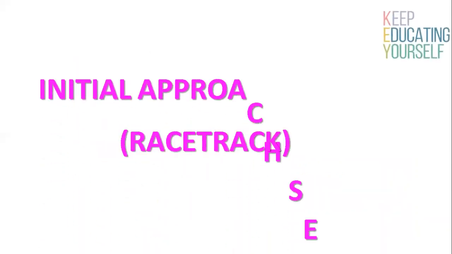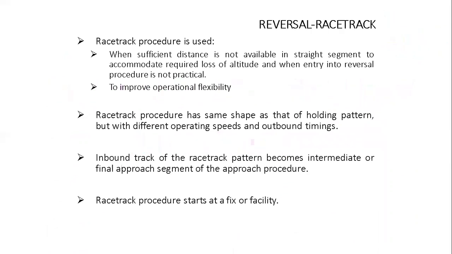Now we will discuss racetrack initial approach segment. Racetrack procedure is used when sufficient distance is not available in straight-in segment to accommodate required loss of altitude, and when entry into reversal procedure is not practicable, also to improve operational flexibility. Racetrack procedure has the same shape as that of a holding pattern, but with different operating speeds and outbound timings. Inbound track of the racetrack pattern becomes the intermediate or final approach segment of the approach procedure.